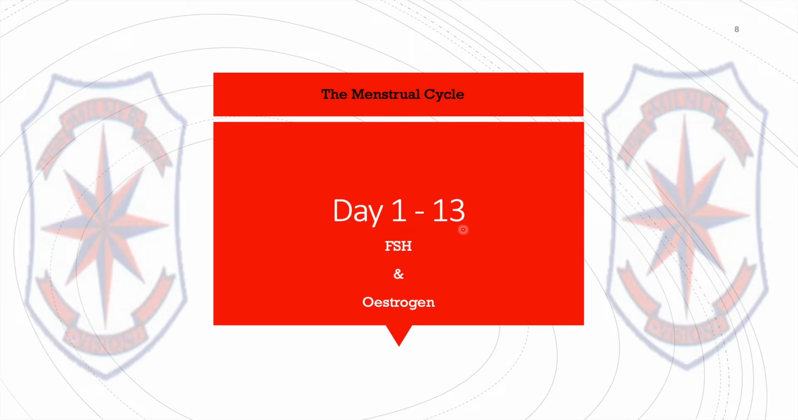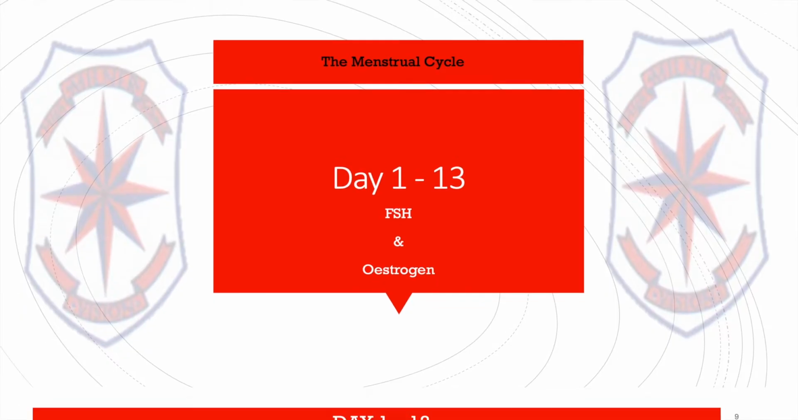The hormones that are secreted from day 1 to day 13 are firstly FSH, sorry for that, and then it is estrogen. So in day 1 to day 13, only 2 hormones are secreted, which is FSH first and then estrogen next. Okay, let's look into day 1.